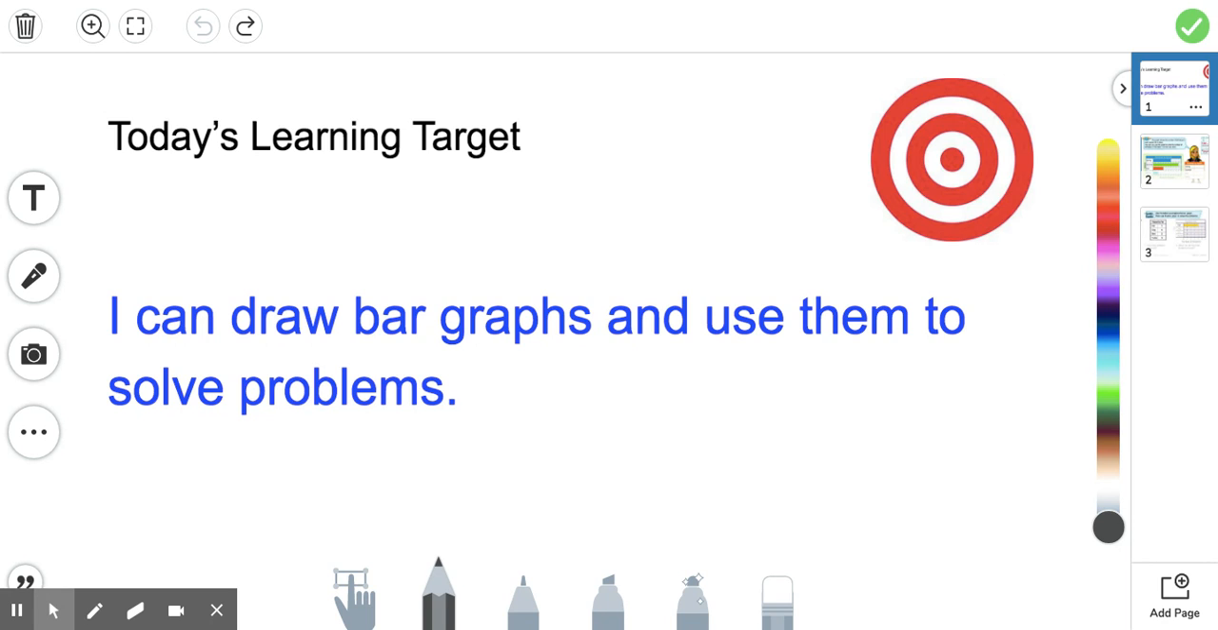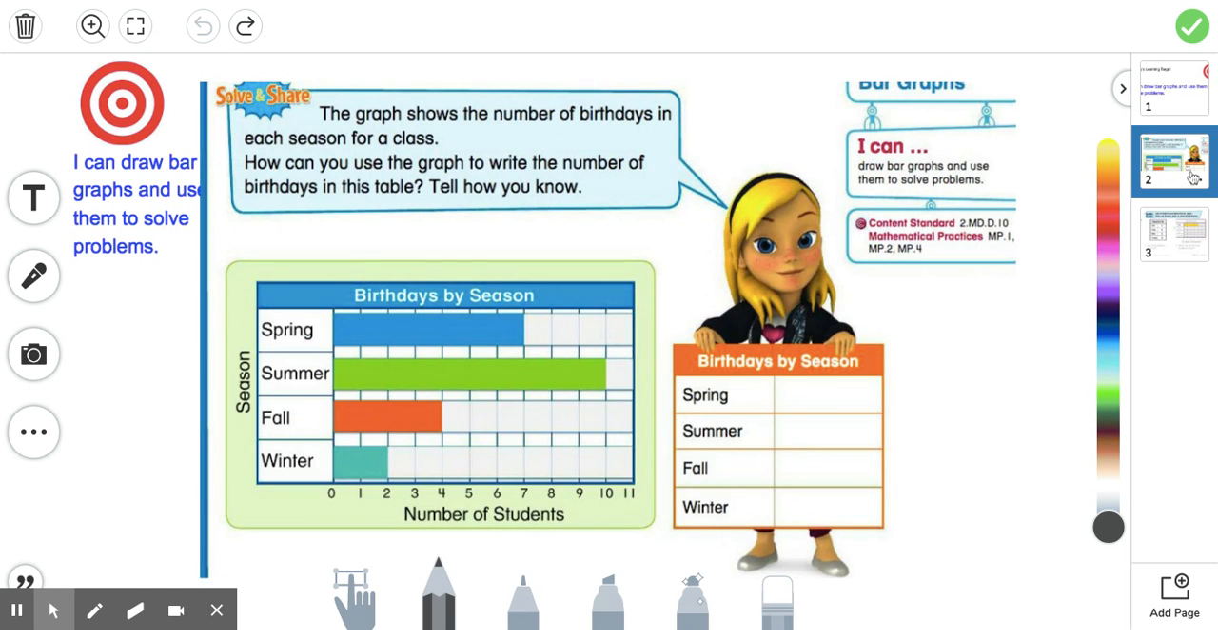Today, our learning target says, I can draw bar graphs and use them to solve problems. So maybe you have seen a bar graph before, maybe you haven't. If you have not, this is an example of a bar graph.